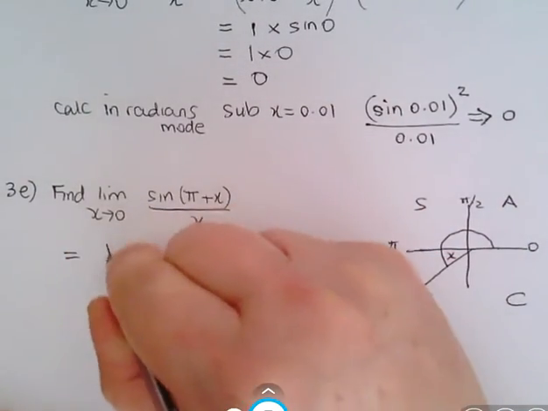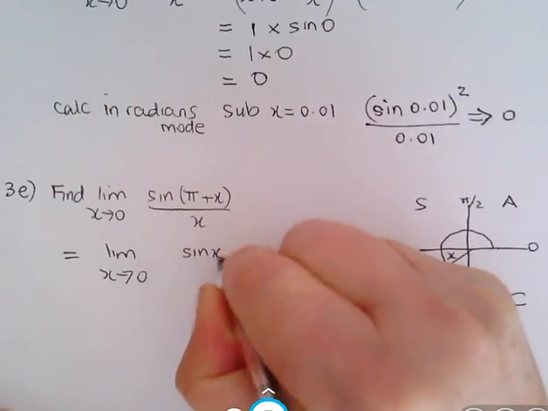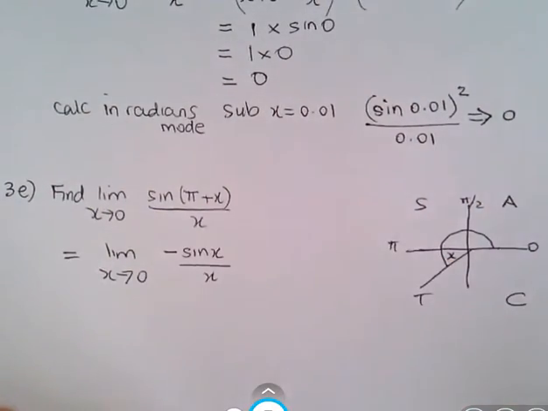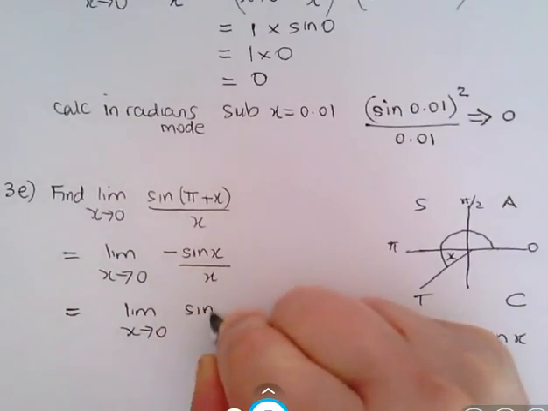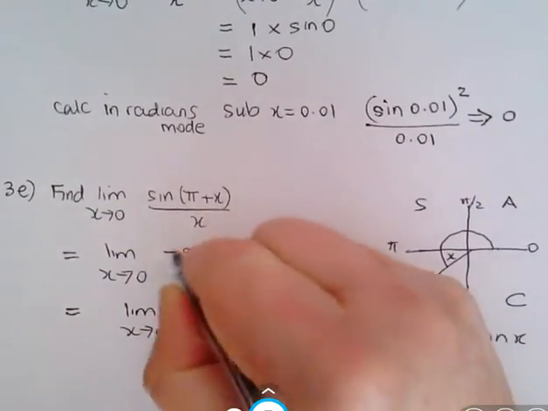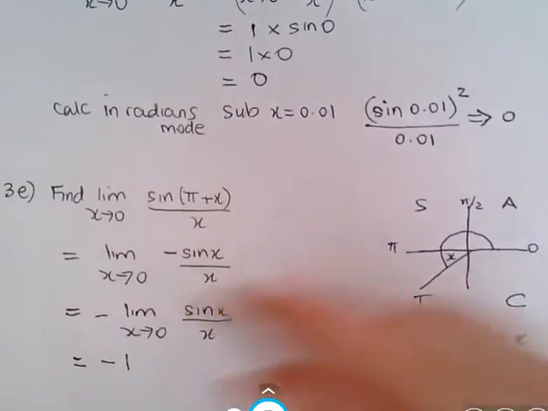So this is the same as asking the limit as x approaches 0 of negative sine x. It's because the sine of pi plus x is the same as negative sine x. What we can do here, we know the result to the limit as x approaches 0 of sine x on x. So we can take the negative out the front. So this will be negative 1.